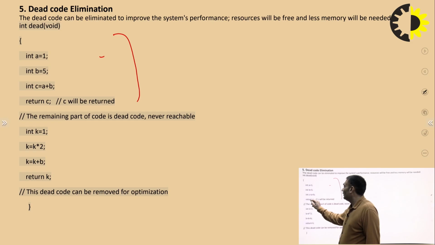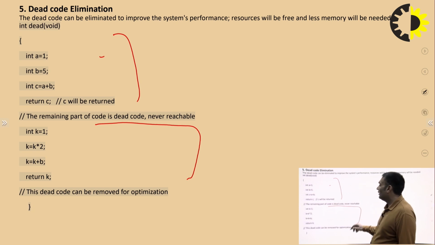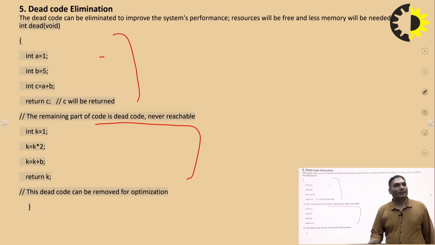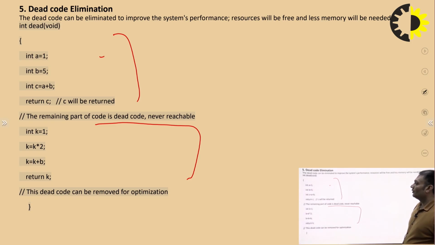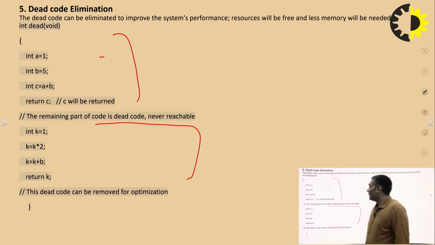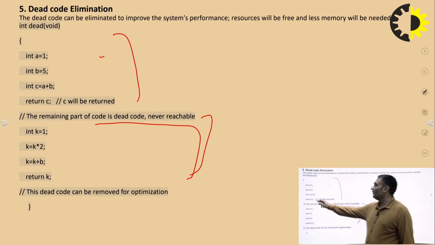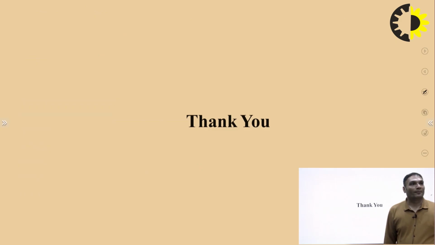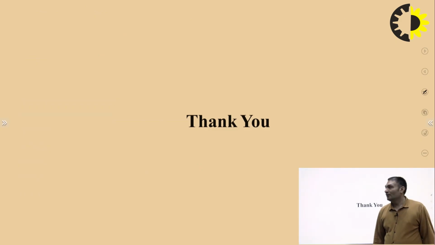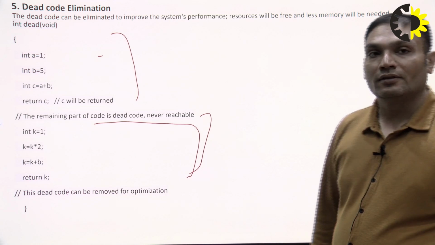Here we are writing return C, and the part that is written after it will never be reached, because when we write a return statement inside the program, it should be the last statement. So this is called dead code, because this part will never be used. When we write return C, this part will never be used, so we will remove it. This is called dead code elimination. So that's all about code optimization. Thank you.